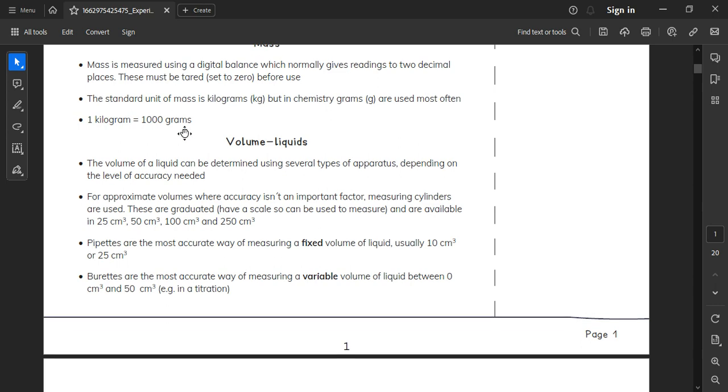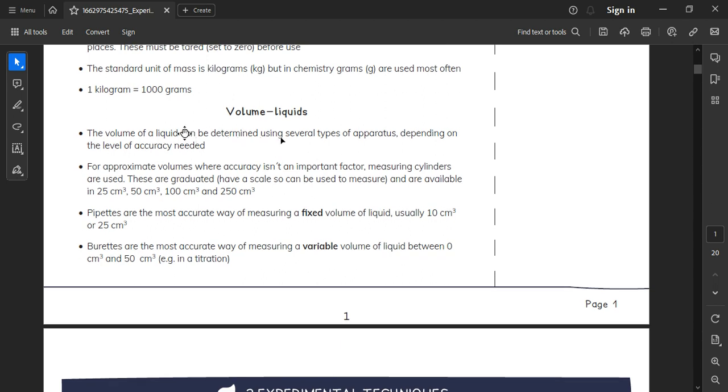Volume for liquids. The volume of a liquid can be determined using several types of apparatus, depending on the level of accuracy needed. For approximate volumes where accuracy isn't an important factor, measuring cylinders are used. These are graduated, have a scale so can be used to measure, and are available in 25 cm³, 50 cm³, 100 cm³, and 250 cm³.